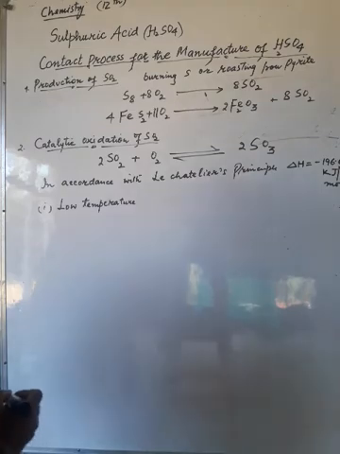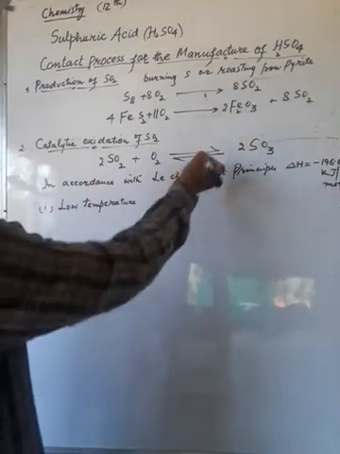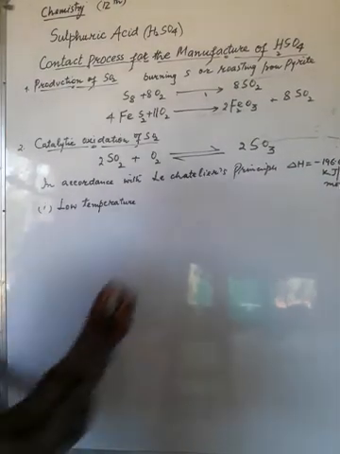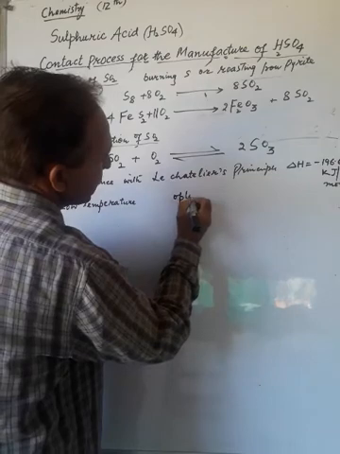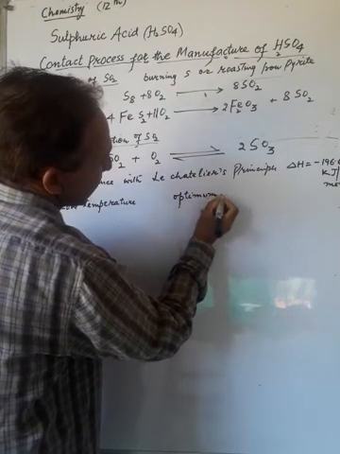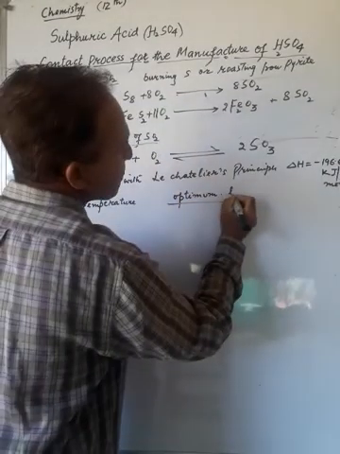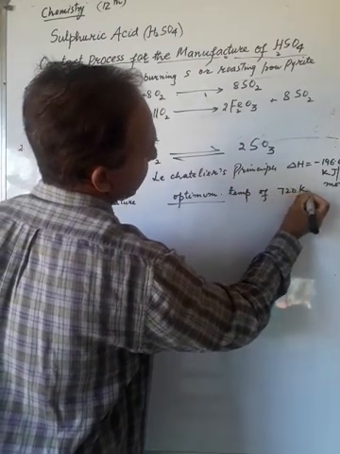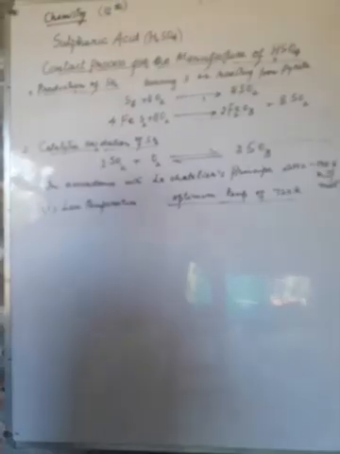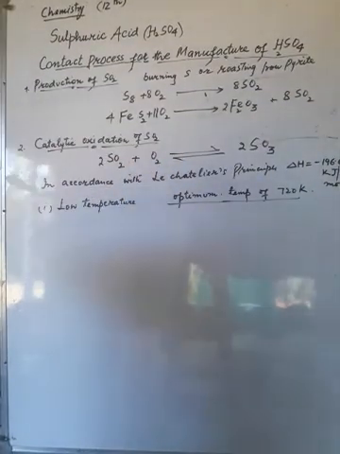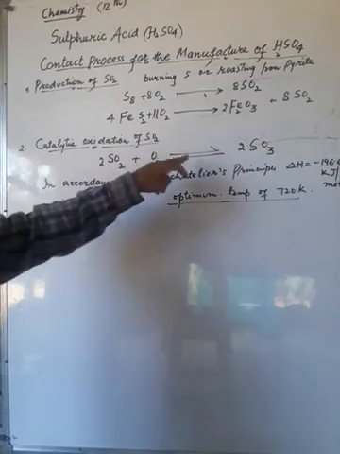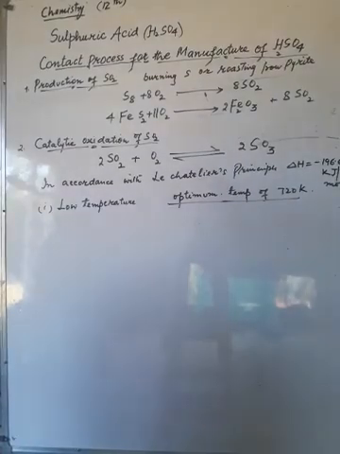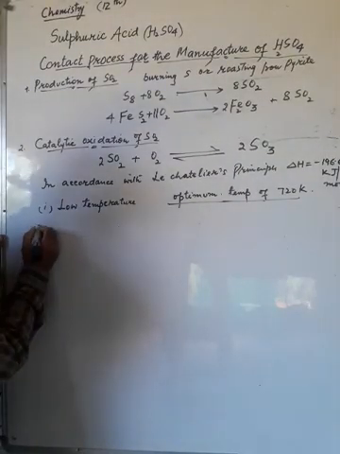But the rate of reaction is low at lower temperature, so the reaction is carried out at an optimum temperature of 720 Kelvin. So this reaction, that is the oxidation of sulfur dioxide, which is a reversible reaction, is carried out at an optimum temperature of 720 Kelvin. Number second is high pressure.